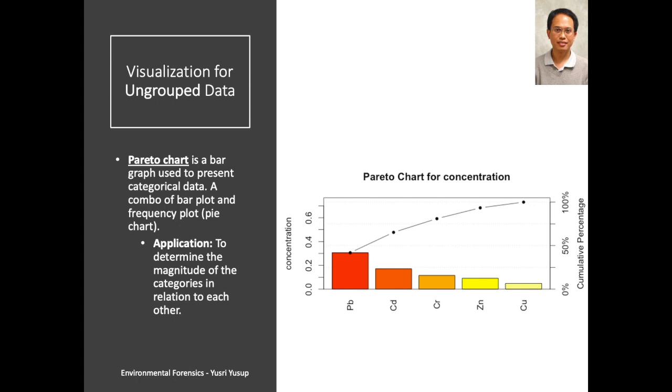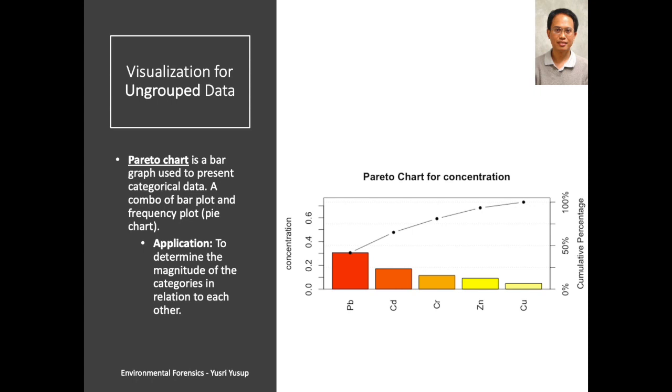So here, the bar plot is arranged in a descending manner, where the highest concentration or the highest category will be put on the left, and the lowest concentration will be put on the right. And you can see that the highest concentration is lead, because of the height and because it's on the leftmost, and the lowest concentration is copper because it's on the rightmost. And you can also assess the percentage of the concentration between categories.